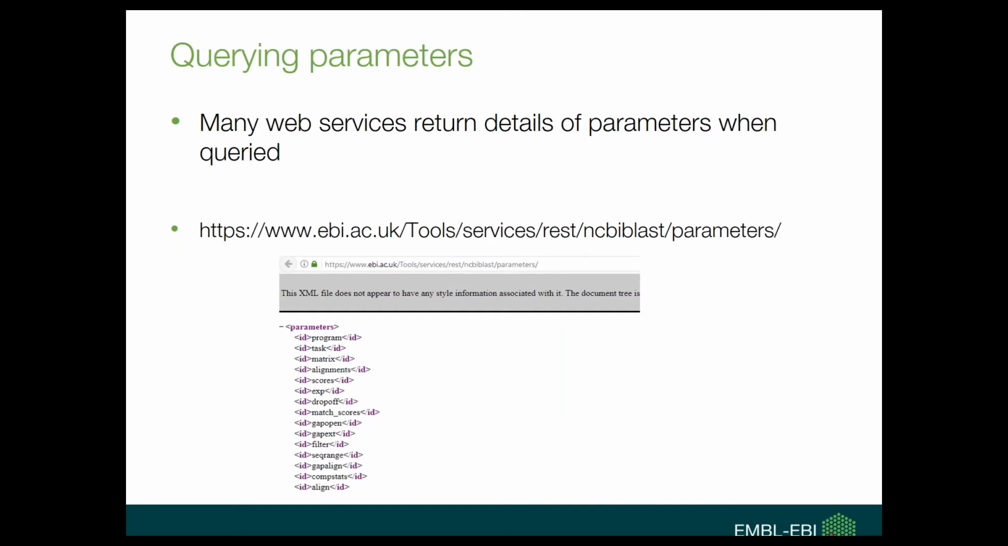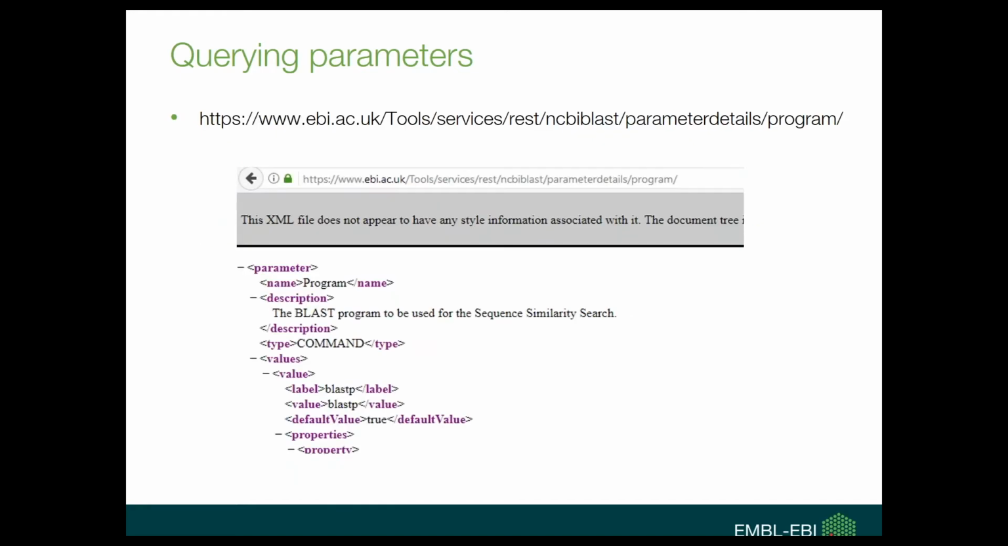What does that look like? Well, many web services will return details of parameters when they're queried. So if I was to type in the following URL, www.ebi.ac.uk/tools with a capital T, /services/rest/ncbiblast, and then I'm saying, what parameters can I use? I'll get back a programmatic response listing all of the parameters. So I don't need to know them off the top of my head.